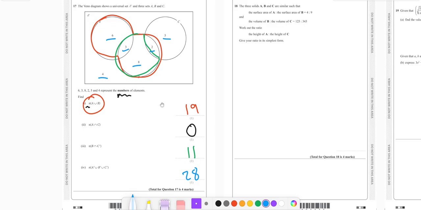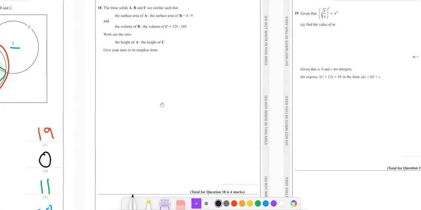Okay, question 18. The three solids A, B, C are similar, mathematical word meaning enlargement of each other. The surface area of A to surface area of B is in the ratio 4 to 9.